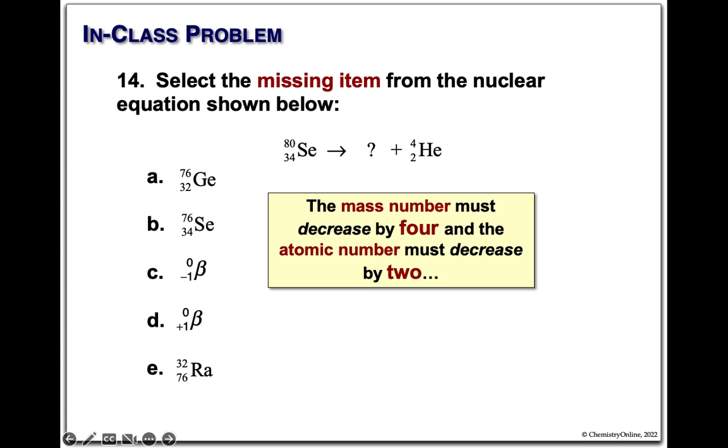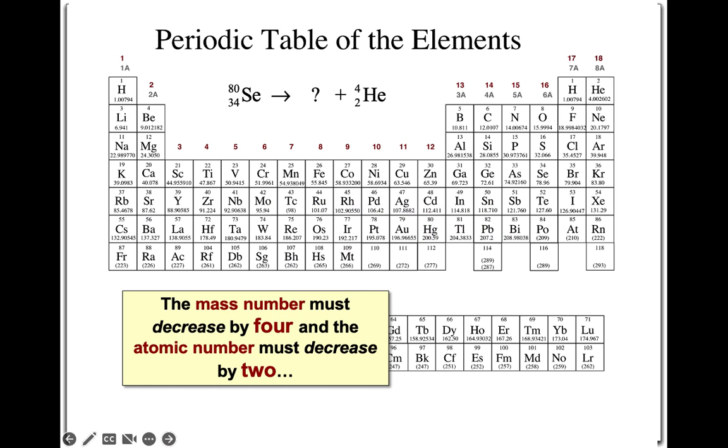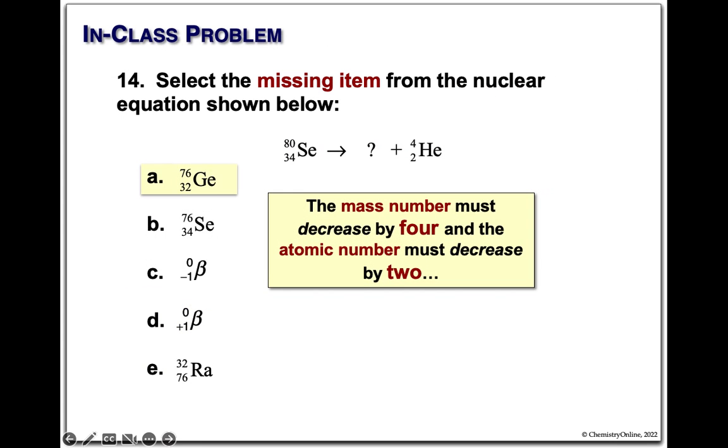So we'll look at our periodic table. We are starting here with selenium. We are going to decrease by 2 atomic numbers. That's 1, that's 2, we're at germanium. So this is going to be germanium. 80 minus 4 is 76. Germanium 76. Any questions?